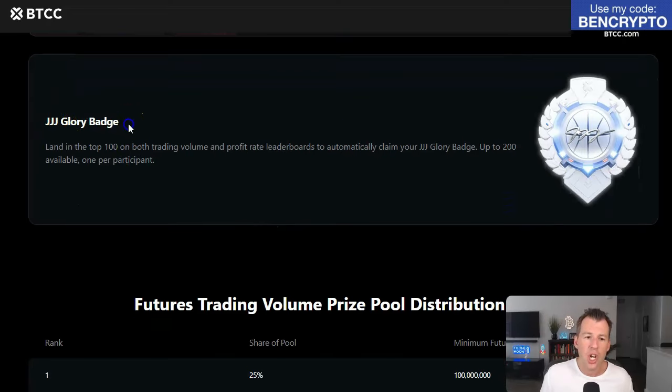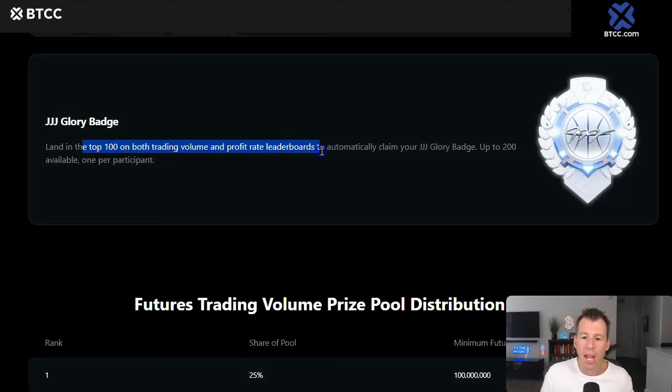Additionally, there's something called the JJJ, Jaren Jackson Jr. Glory Badge. If you land in the top 100 in both trading volume and profit rate, then you automatically can claim a Jaren Jackson Jr. Glory Badge, up to 200 available, 1 per participant.